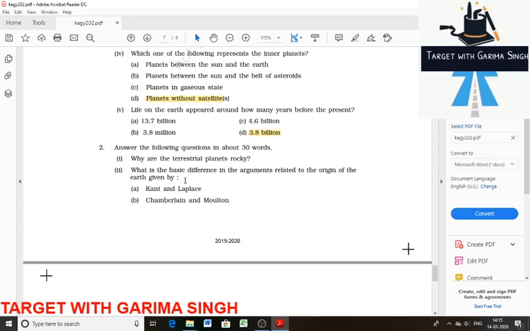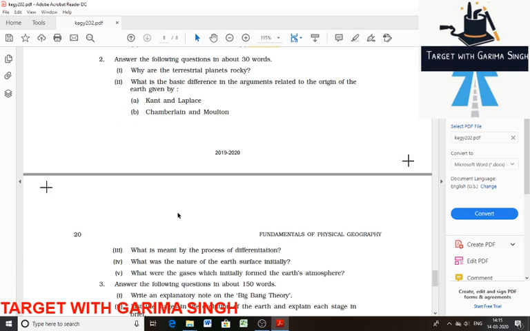Then second is, what is the basic difference in the arguments related to the origin of the Earth given by Kant and Laplace, and Chamberlain and Moulton? So first, the Kant and Laplace hypothesis considered that planets were formed out of a cloud of material associated with a youthful Sun which was slowly rotating. According to this principle, which emerged in 1796, the interior of the Earth must be gaseous because the Earth has originated from gas form. Then Chamberlain and Moulton.